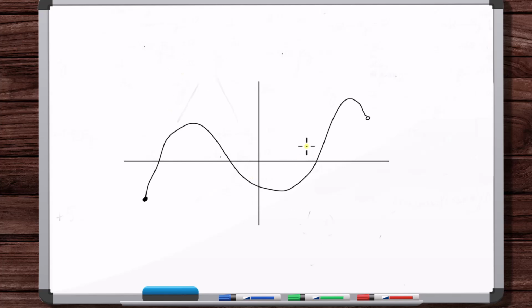Okay, now what about an inflection point? Is there some similar definition for an inflection point? No, there's no definition like open interval and the function does something that makes an inflection point.